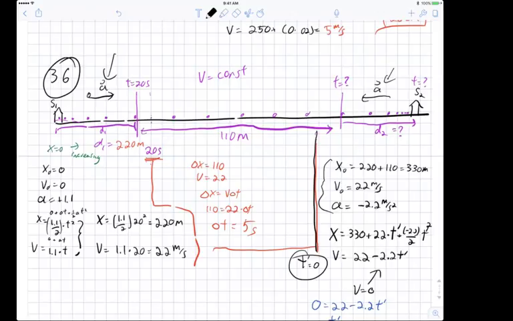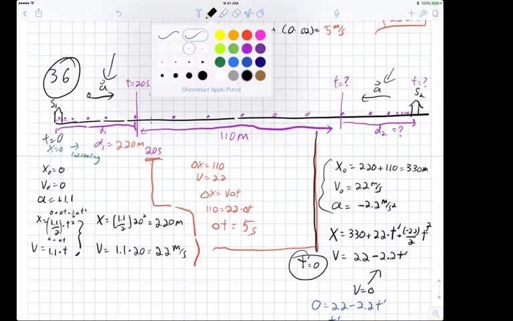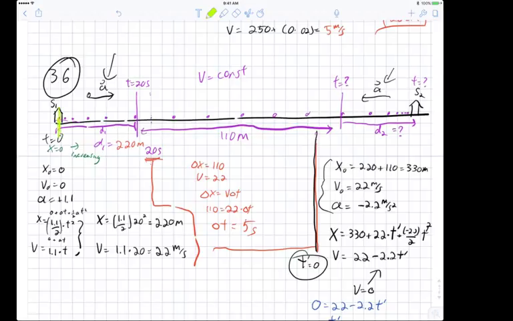So starting at t is equal to 0, the first thing I need to do is assign a reference frame or coordinate system. So I do that, and I'm not going to get too weird. I'll just say that this is at x equals 0. And then I'll say that this direction is increasing. So then I'm going to use the equations for the different types of motion to parse this out.